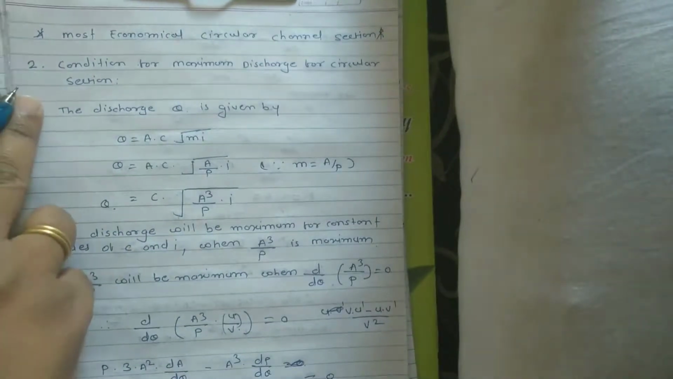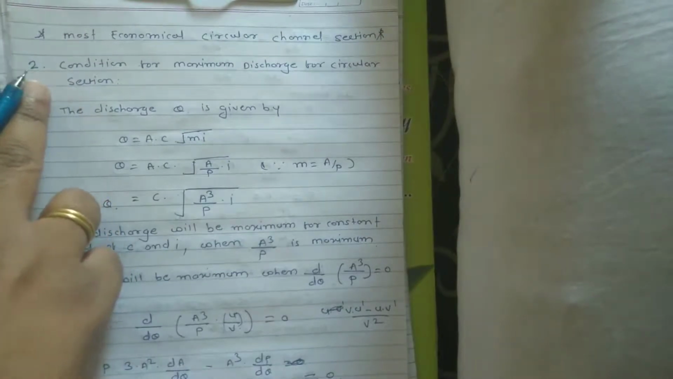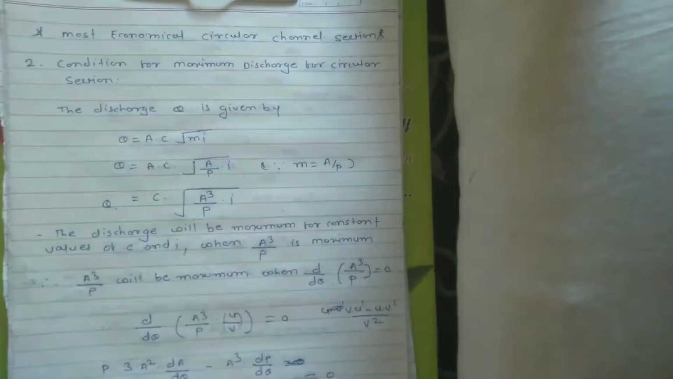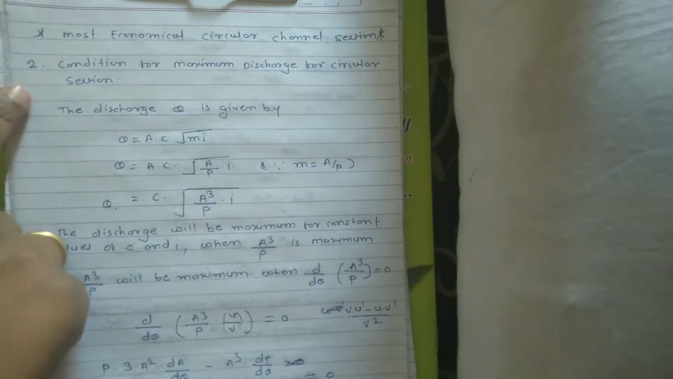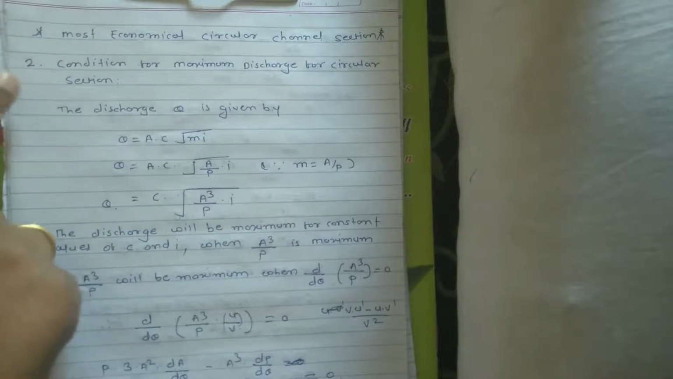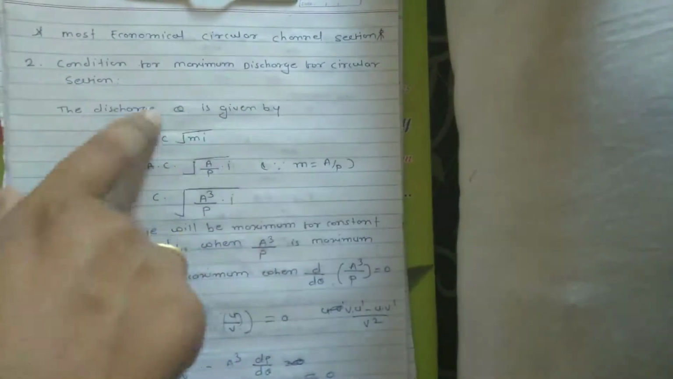Now condition number 2. So what is condition number 2? That is the condition for the maximum discharge for a circular section, right? We know there are two conditions in a circular channel section: condition number 1 for maximum velocity, and condition number 2 for maximum discharge. In the last lecture we derived the condition for the maximum velocity. Now today we are going to derive the condition for the maximum discharge for a circular channel section.